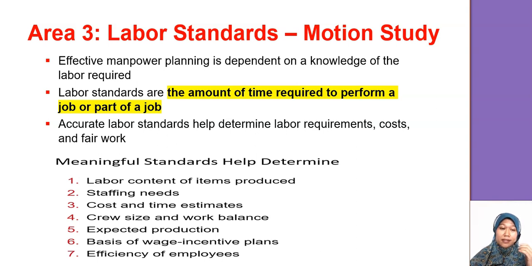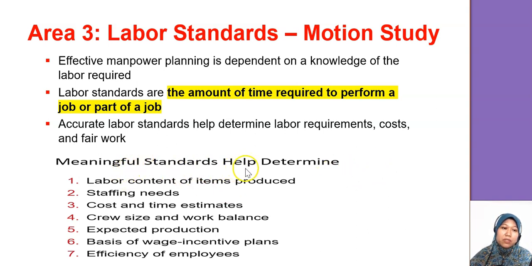What is the total time that we need to complete one unit of a product? And an accurate labor standard has to determine the labor requirement. What are the costs? How many workers do we need? Let's say for the month or for the next 6 months.